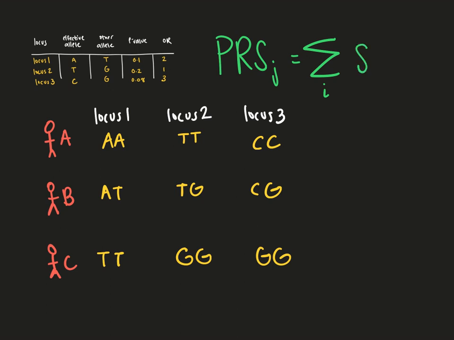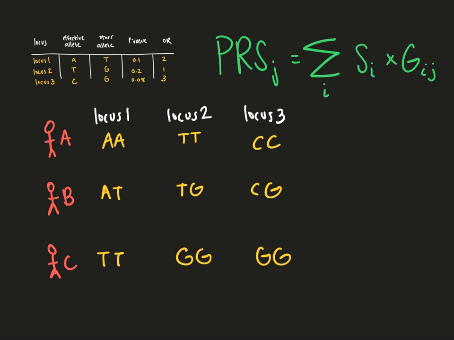So what am I summing? Well, the first thing that I'm summing is the effect size of that allele. The effect size, that's that odds ratio, or how strong is the association of that locus with that trait. And I'm going to be multiplying that by the genetic information I have for each individual, or in other words, how many copies of the effective allele at that locus does that individual have? So let's go through one example and then maybe you can do the rest on your own. So right now I'm just going to focus on individual A, calculating the polygenic risk score for this individual.